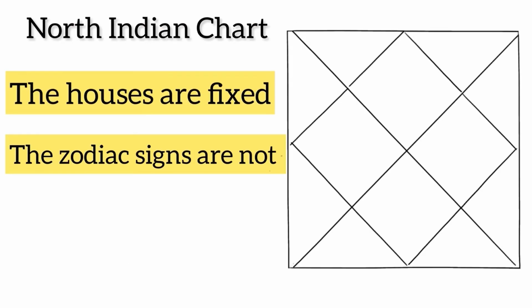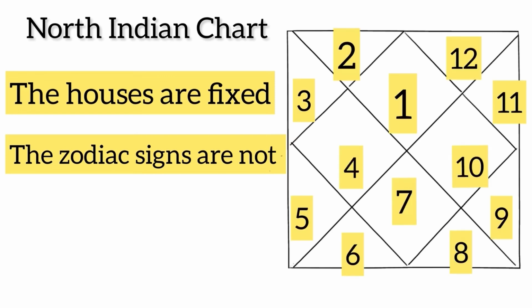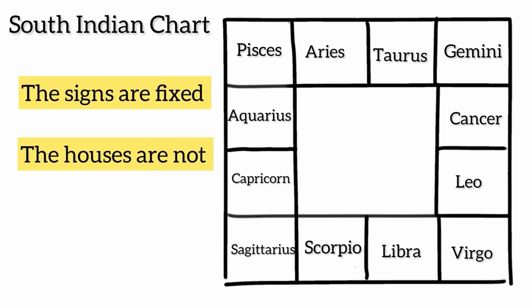A lot of you may be familiar with this chart. The North Indian chart is where the houses are fixed and the zodiac signs are not. Here you can see we have an Aries ascendant. So the numbers would change depending on the ascendant, the rising sign. Here we have the South Indian chart. The signs in this chart are always fixed. The houses are not. So depending on your ascendant or rising sign is where a line is marked.